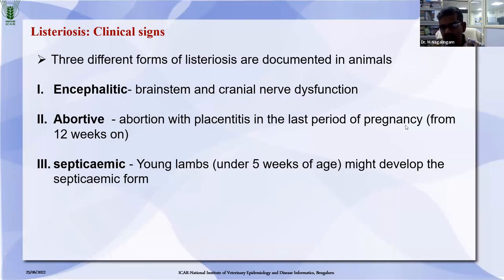This is helpful to some extent in differentiating the other microorganisms in causing the abortion, but not to the fullest extent. The septicemic form usually occurs in young lambs under 5 weeks of age. And one more point is that the possibility of different forms occurring together in the same flock is very, very rare. Say, for example, if the encephalitic form of listeriosis is encountered in a particular flock, then the abortive form may not get expressed there, and vice versa.